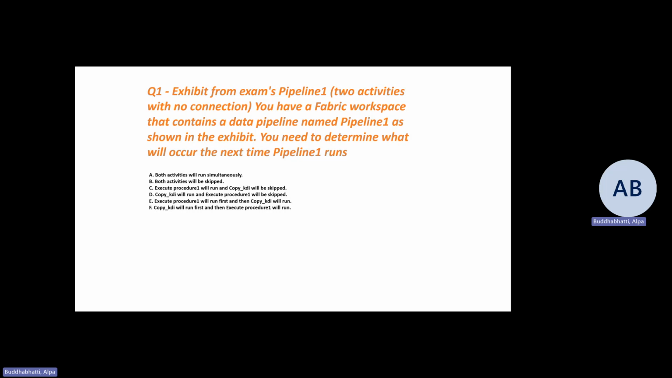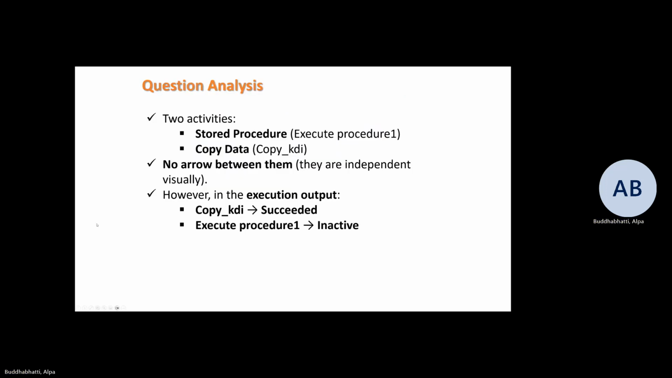So you have a data pipeline, and inside you have two activities, and they are independent, so they are not connected. You would like to know, when your pipeline runs, which activities are executed or skipped. There are six options for that here, but before we see the options, let's do some further analysis.